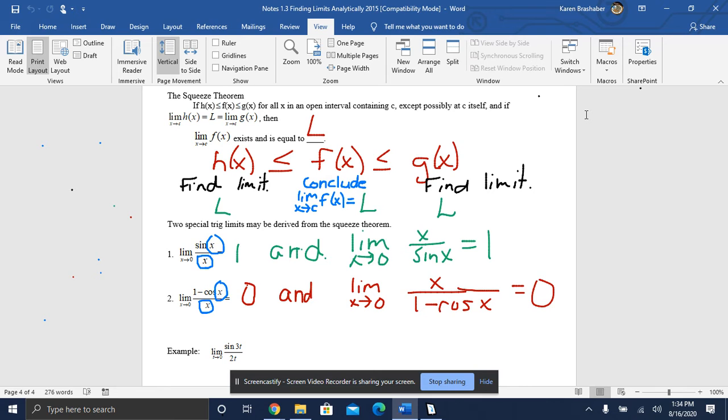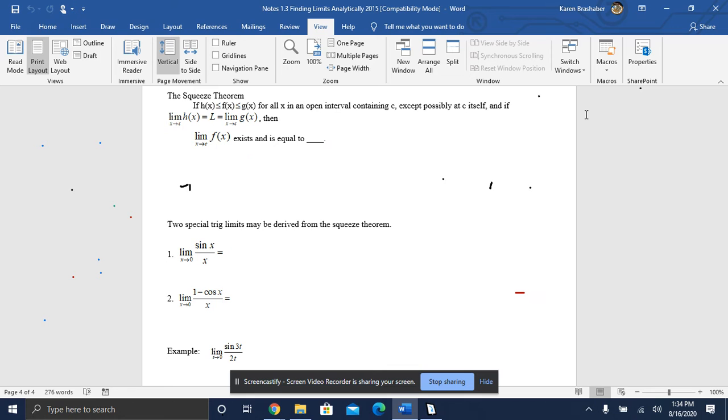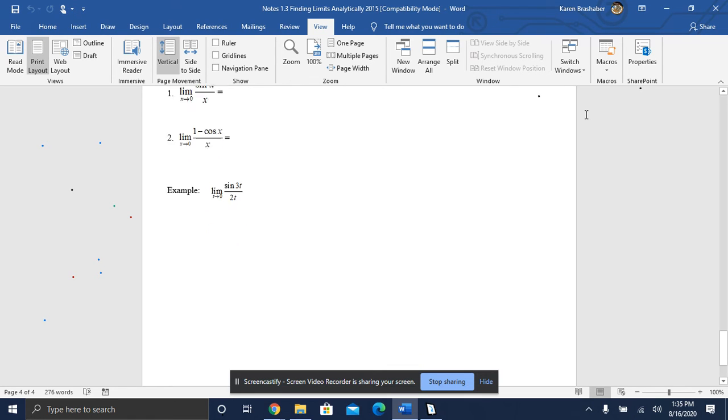Our final example then is the limit as t approaches 0 of the sine of 3t over 2t. Well, we want to do direct substitution, so we'll put in 0 in place of the t's and look to see what happens.